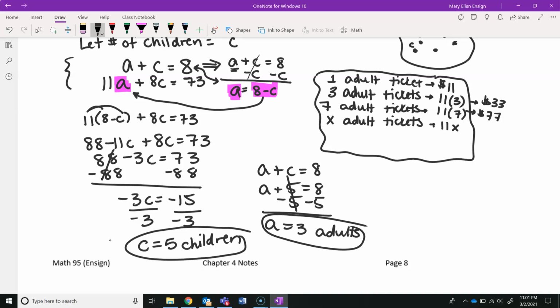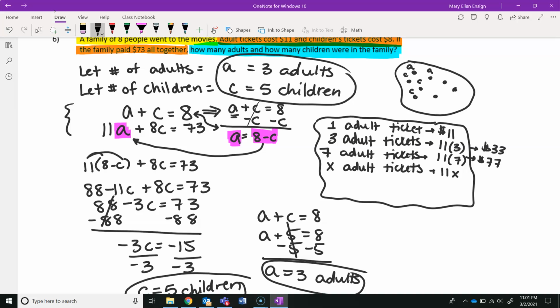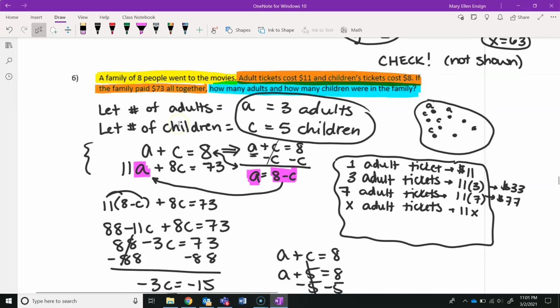Okay. So we want to check this, right? And we can check it in a couple different ways. So A is 3, and C was 5 children. Okay, let me just make sure this looks like a 5 and not a 6. So we can check it with our equations, but we may have written our equations wrong, right? So we want to really check it back also with the words.